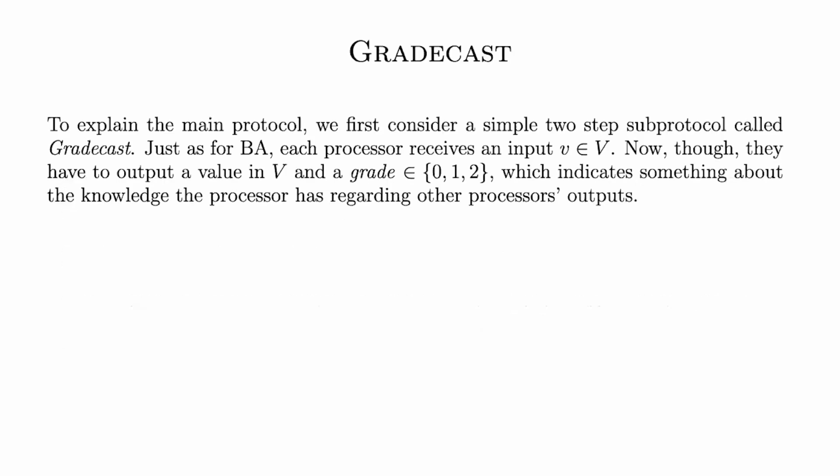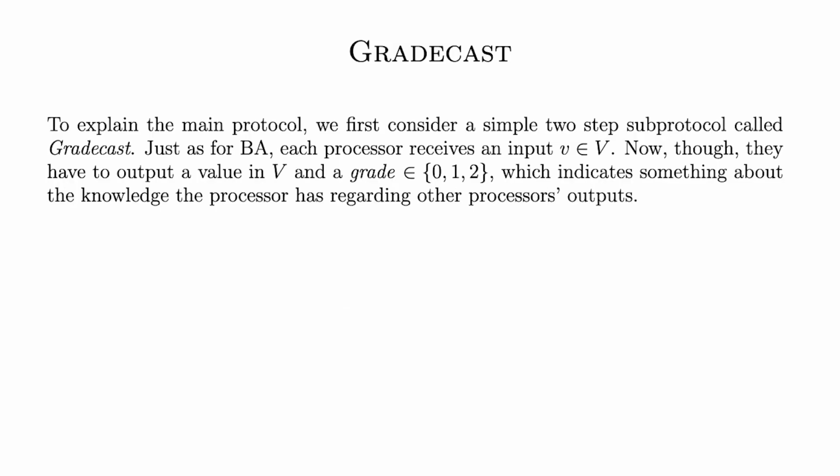Okay, so I'm going to describe a protocol called the phase king protocol. It's going to show us how to solve Byzantine agreement when f is less than n over 3. First of all, though, I'm going to explain the main protocol. I'm going to show you first a simple two-step sub-protocol, which is called gradecast.